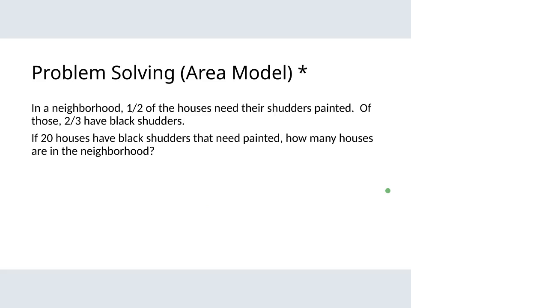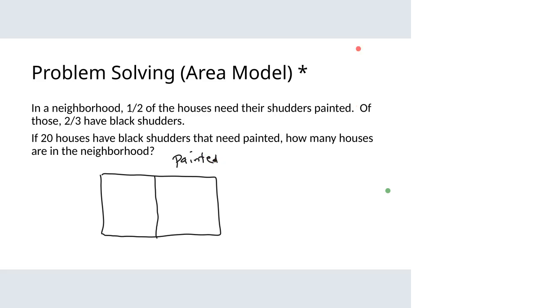Okay, so in the neighborhood, half of the houses need their shutters painted. Of those, 2/3 have black shutters. So we'll start out by drawing our neighborhood, or our area model that represents our entire neighborhood. Half of the houses need their shutters painted, so over here are the houses that need their shutters painted. Of those, 2/3 have black shutters. So here are our black shutters.